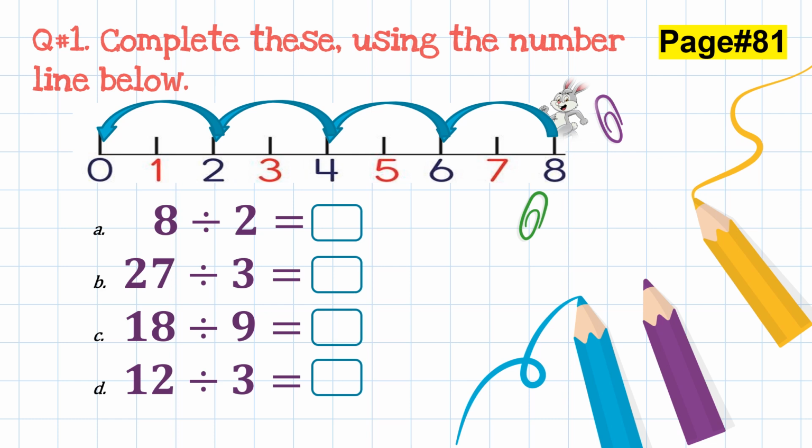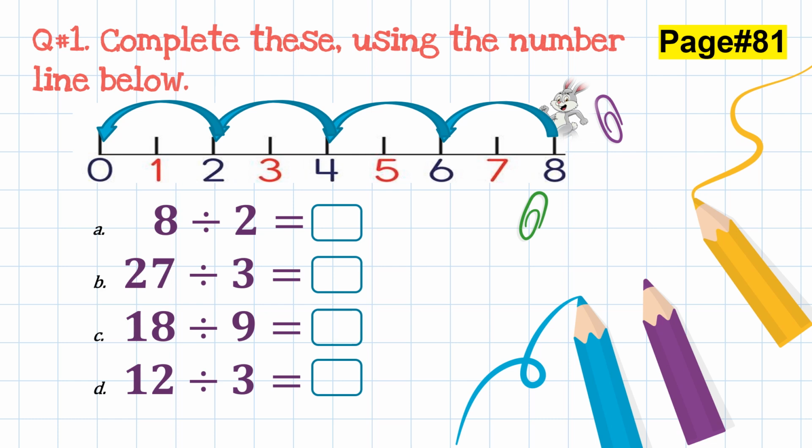Now kids, open your books at page number 81. Question number 1. Complete these using the number line below. First part is 8 divided by 2. As we know that division is repeated subtraction, the bunny will subtract 2 in each step and reach number 0.